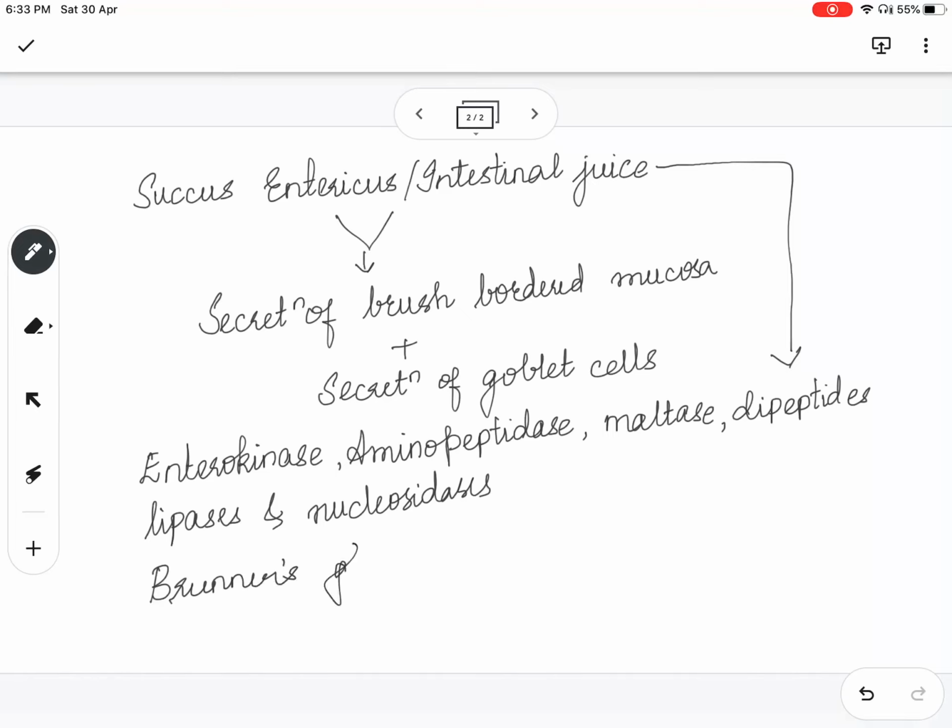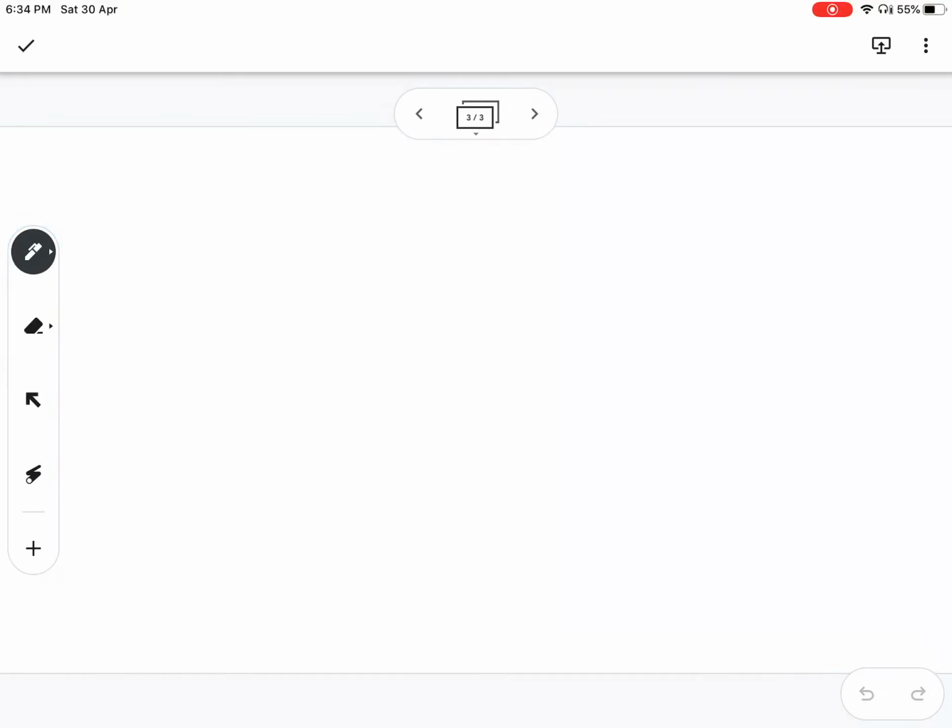Brunner's gland also helps in this particular secretion which I've mentioned above. If I have to see in detail how this reaction is going to take place, mainly this intestinal juice, because it has a list of enzymes present in it, is also going to help in the breakdown of carbohydrates, proteins, fats, and also nucleosides.